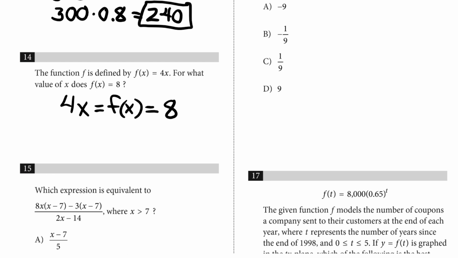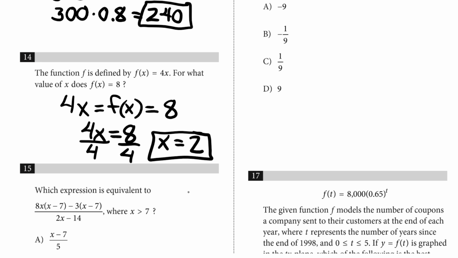So similar to what we did in one of the previous questions, we're going to take away the f of x in the middle and simply set 4x equal to 8. To get x by itself, you divide each side by 4, and we get x equals 2.